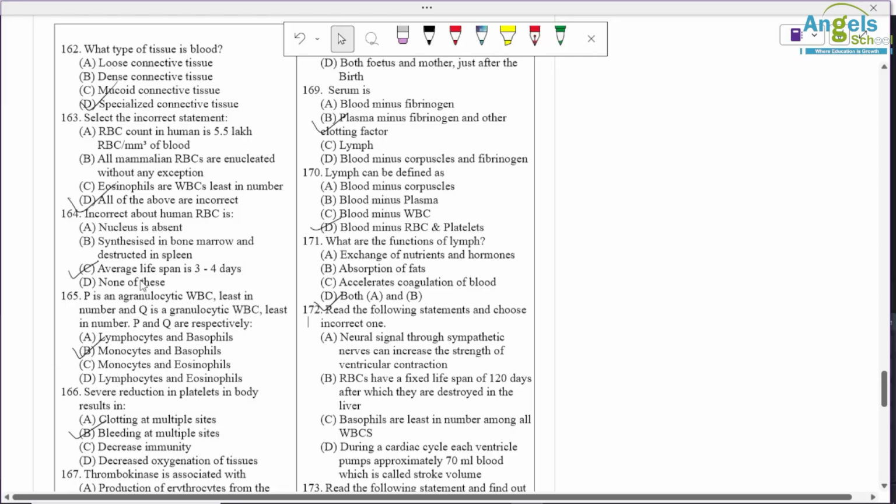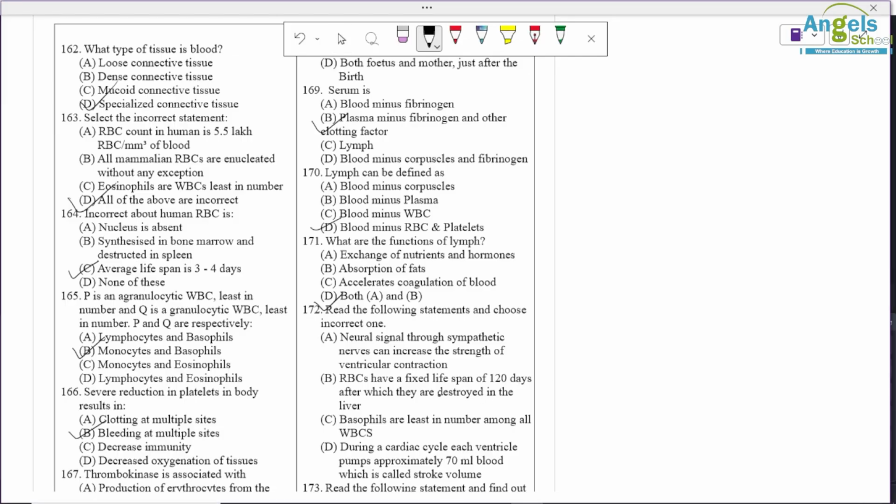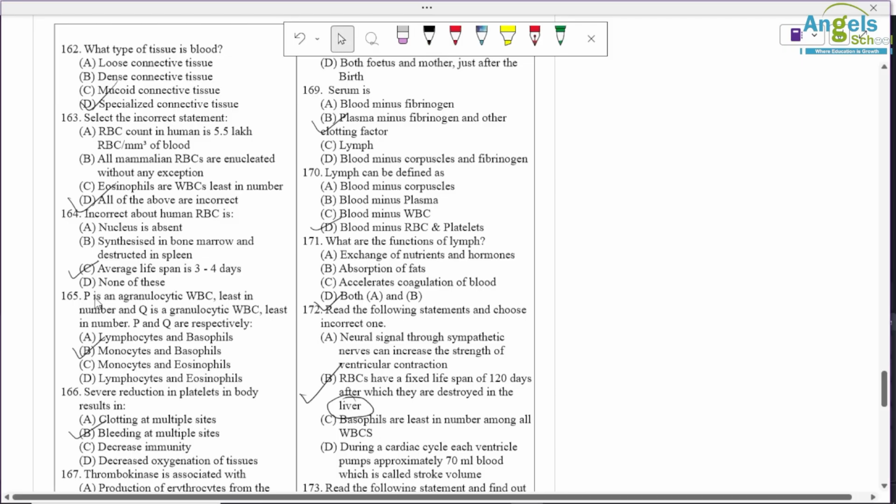Read the following statement and choose the incorrect one. A neural signal through sympathetic nerve can increase the strength of ventricular contraction. So it is a correct statement. RBC have a fixed lifespan of 120 days and after that they are destroyed in the liver. So it is not destroyed in the liver, it is destroyed in the spleen only. So it is an incorrect statement.